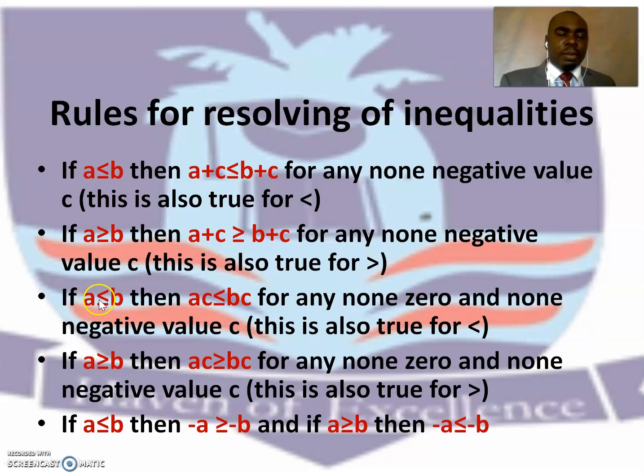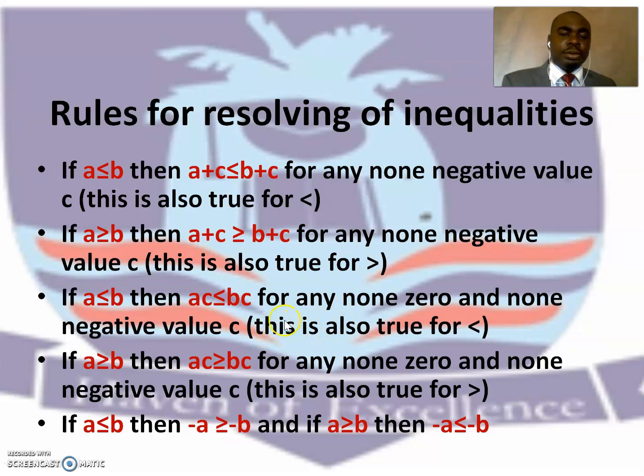Same thing happens if we are multiplying, except that when we are multiplying, our constant cannot be 0. If A was to be 7 and B was to be 9, and we have to multiply both of them by 3, for example, 3 times 7 will give us 21, and 3 times 9 will give us 27, so it will still remain less than, as long as the number is not 0.